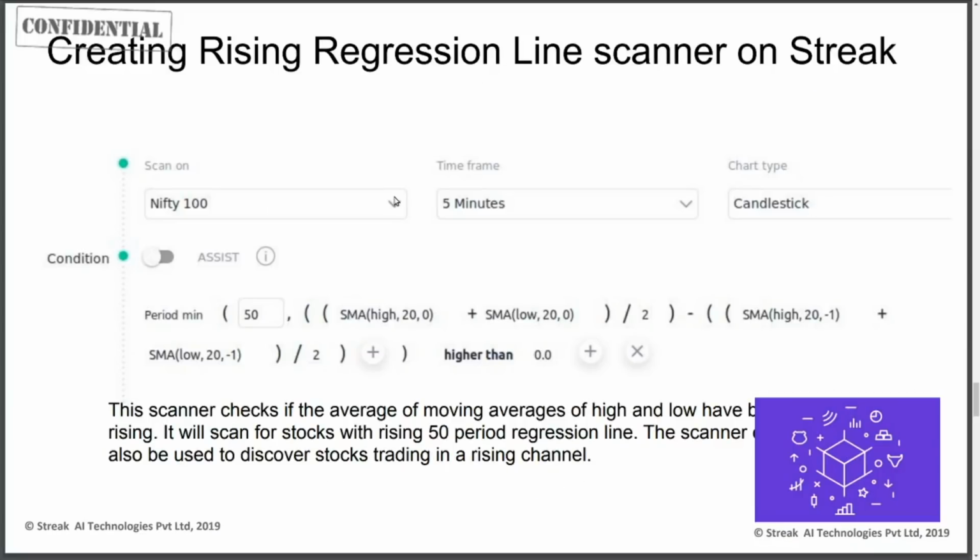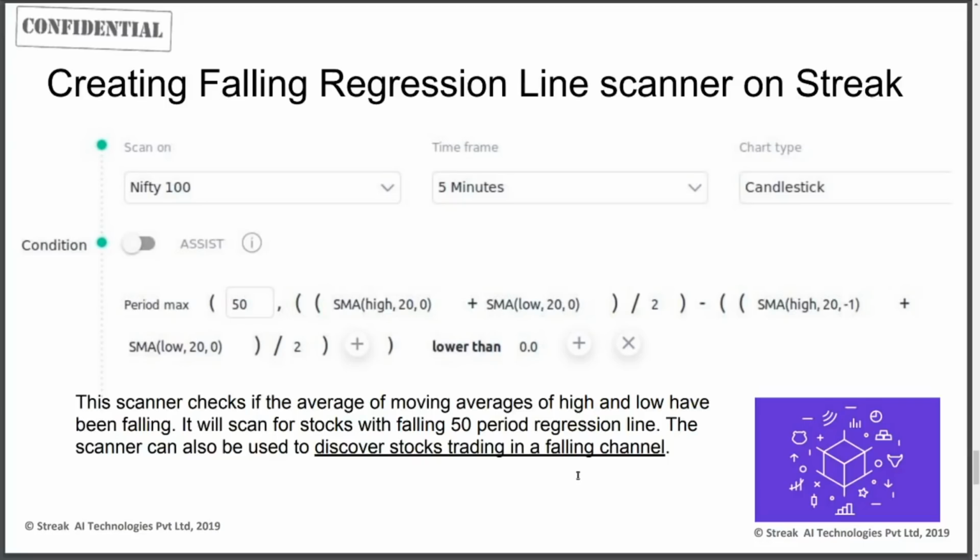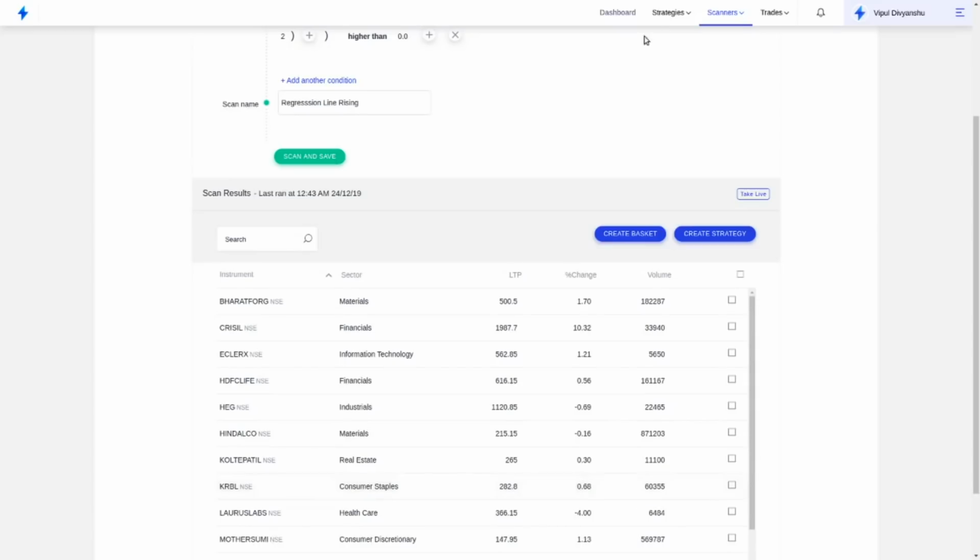Okay, so we have seen how rising looks like. Let's look at how a falling regression line looks. So this is a simple example of an ITC chart for 15 minutes, which basically shows a falling regression line. So let's see how to create this. Let me go here.